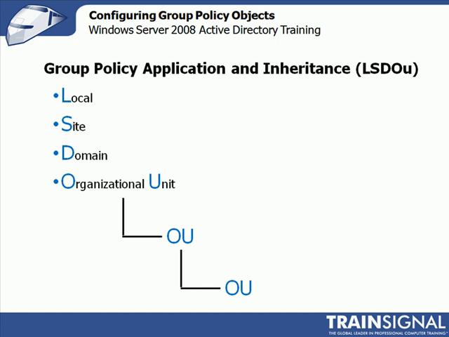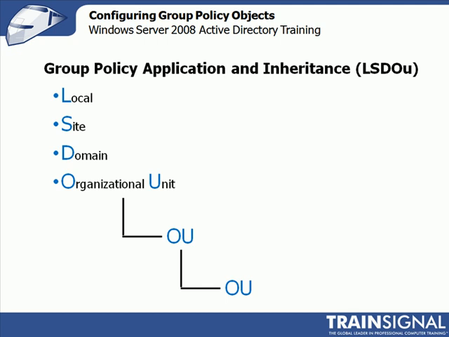There's a local policy, then it looks to the site, then it looks to the domain, and then it looks to the OU, and if necessary, down through the hierarchy of OUs until it gets to the actual computer object. Now, why is this significant? Well, the reason it's significant is it has to do with what happens when you have conflicting settings.